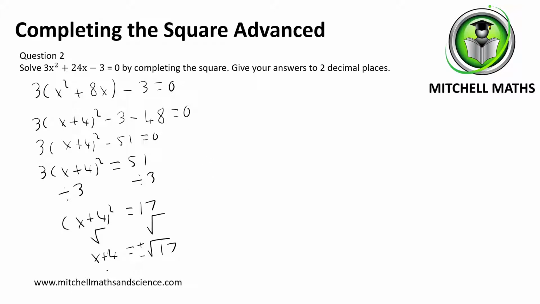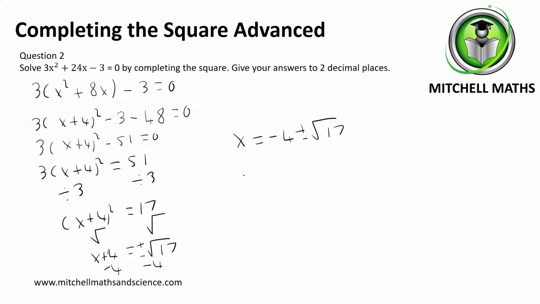And my final step would be to minus the 4. Well, almost final in this case. I've got minus 4 plus or minus the square root of 17. If the question had asked us to give it in surd form, I would be finished. But because this question asks us to give our answer as a decimal, to two decimal places, we'll need to type that into the calculator.